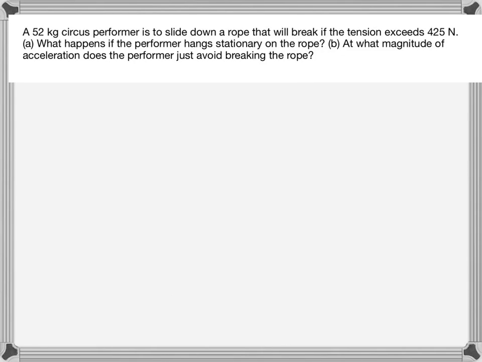So it says that a 52 kg circus performer is to slide down a rope that will break if the tension exceeds T max, which is 425 Newton. So that's given. The first part is: what happens if the performer hangs stationary on the rope?